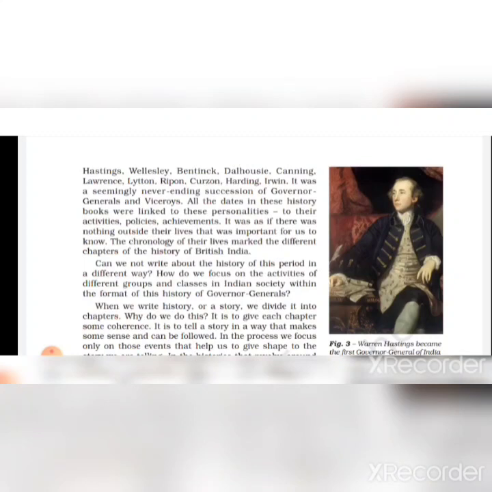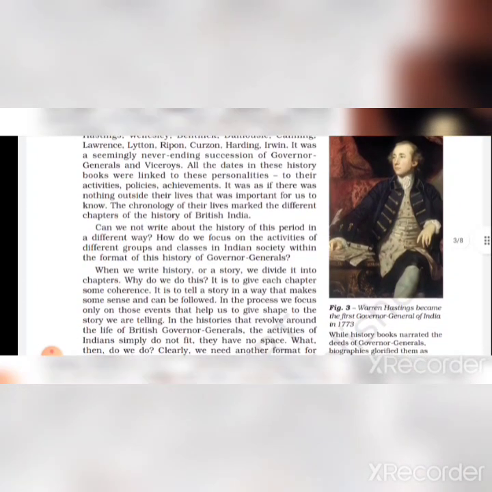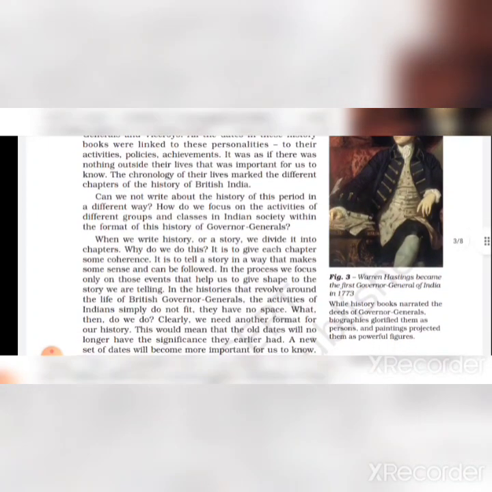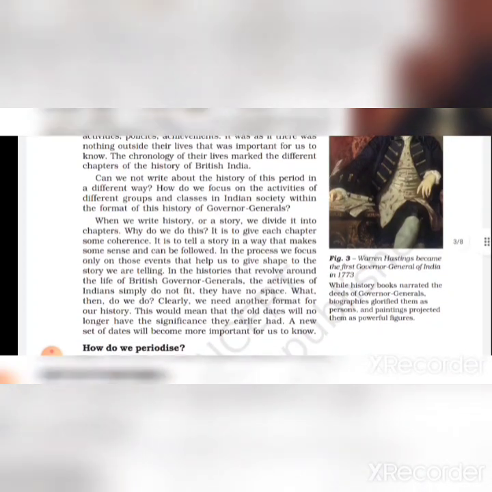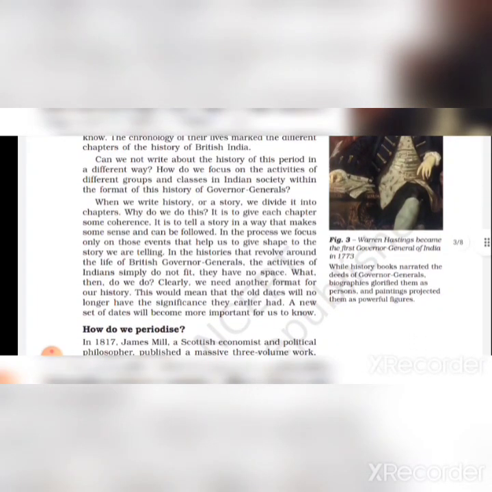It was a seemingly never-ending succession of governor generals and viceroys. All the dates in the history books were linked to these personalities, to their activities, policies, achievements. It was as if there was nothing outside their lives that was important for us to know. The chronology of their lives marked the different chapters of the history of British India. Can we not write about the history of this period in a different way?